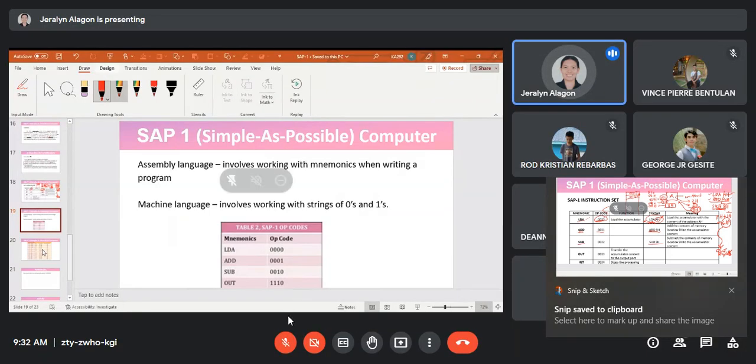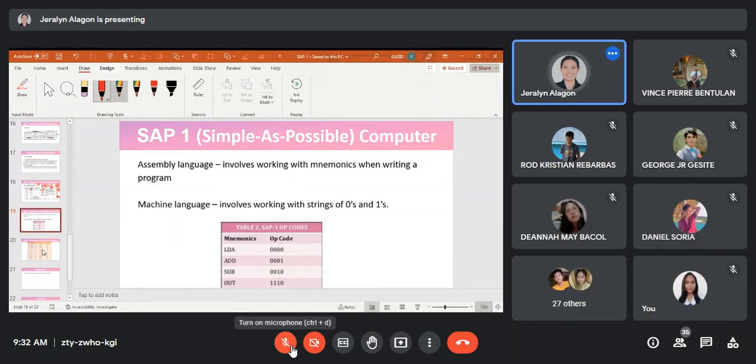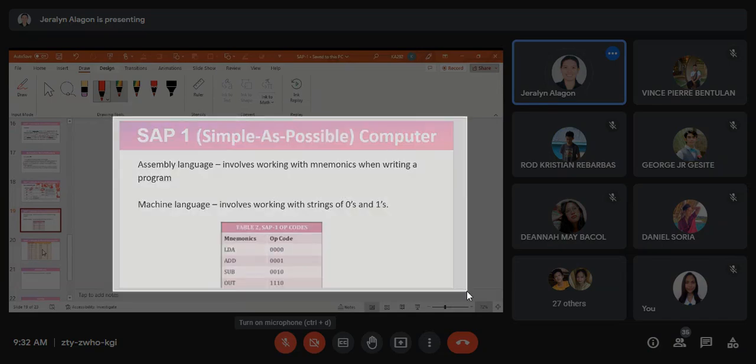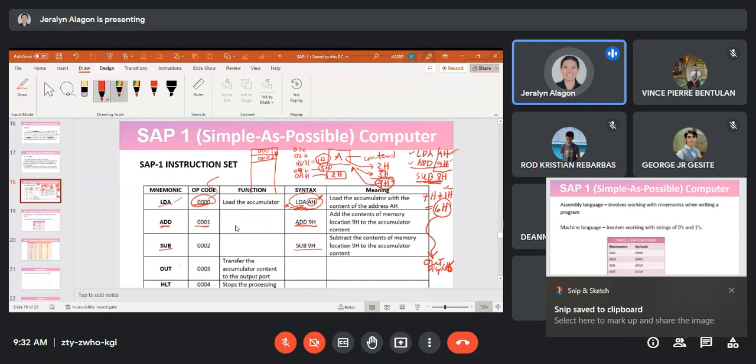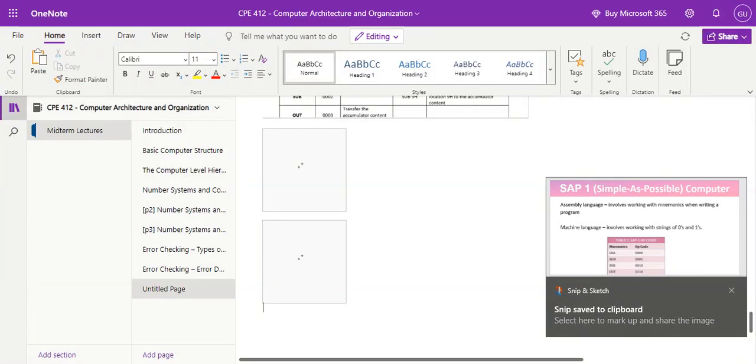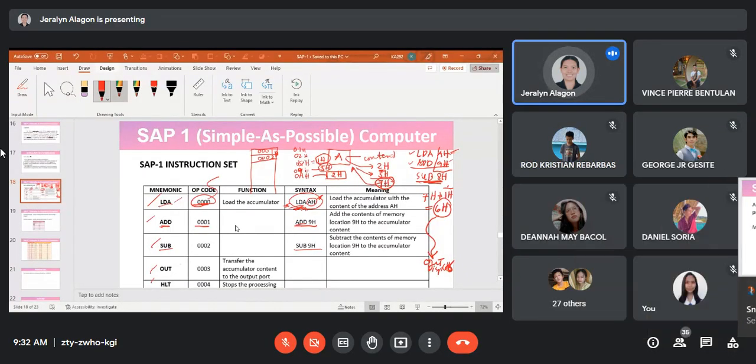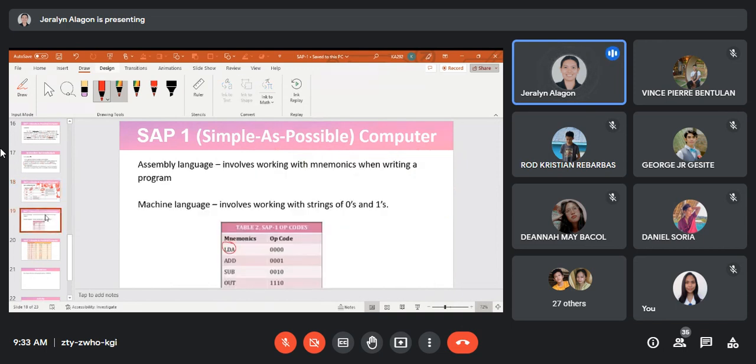Assembly language involves working with mnemonics when writing a program. Class, this one is a mnemonic, and what we had earlier is also a mnemonic. When you create a program in assembly language, you should be familiar with the mnemonics that correspond to a certain function so you don't get lost in the instructions. Unlike in high-level language where you just write print and it's automatic. Machine language involves strings of zeros and ones.